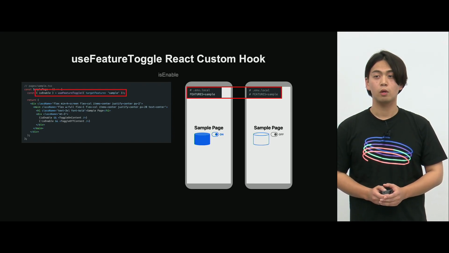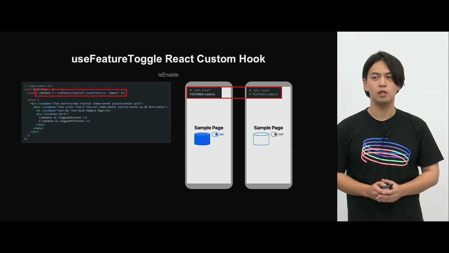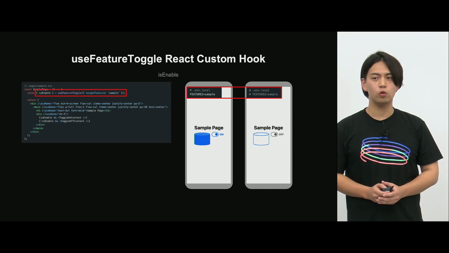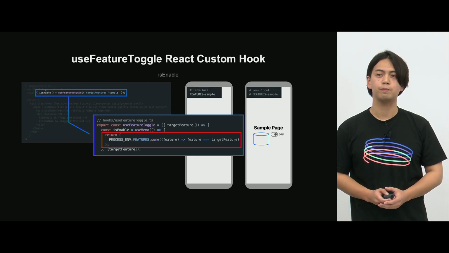And the targetFeature option: in this example, the function sample is set as the target of the toggle, and sample is specified in the targetFeature option and the FEATURES environment variable in the configuration file in the local environment. To turn off the toggle, comment out the FEATURES environment variable.